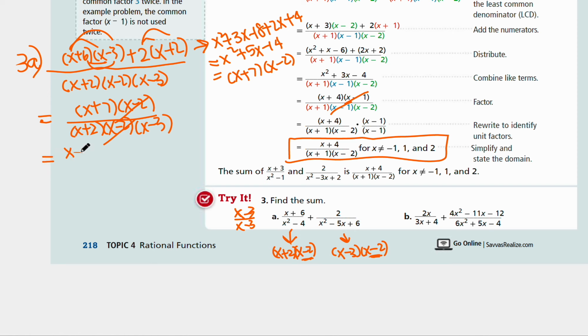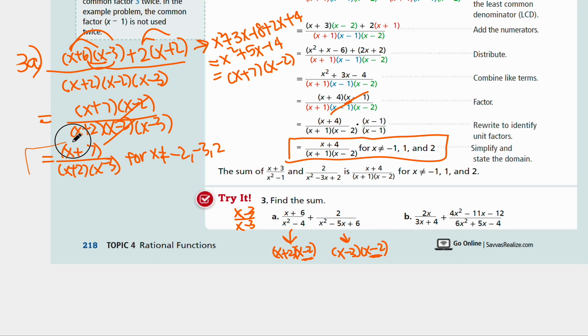So your final answer would just be x plus 7 over x plus 2 times x minus 3. And let's practice stating the domain as well: all values of x except the zeros of your initial denominators. So except negative 2, negative 3, and positive 2.